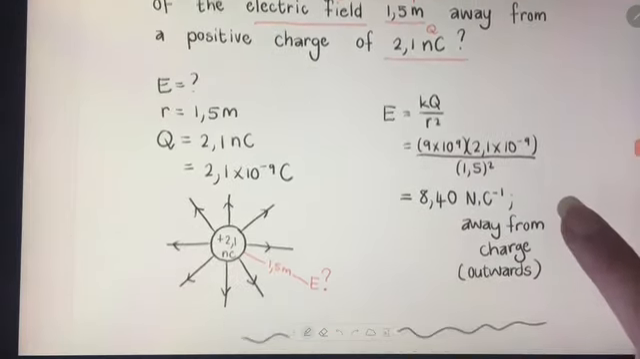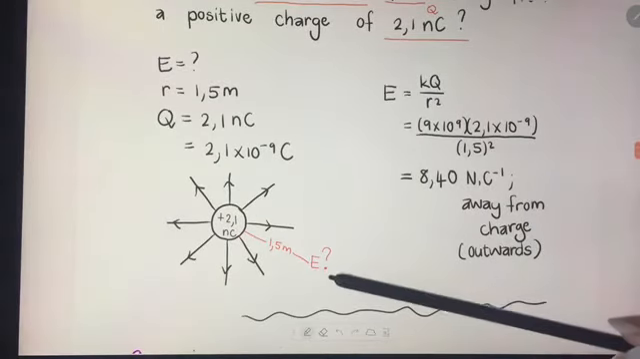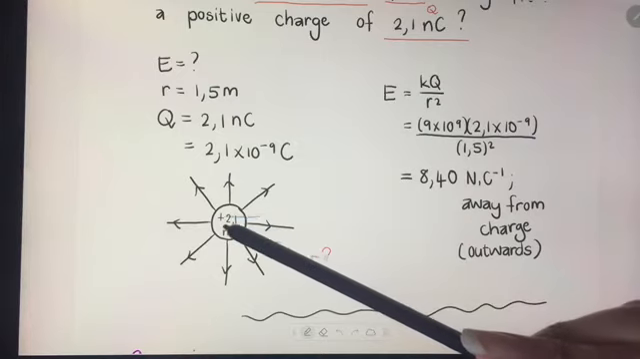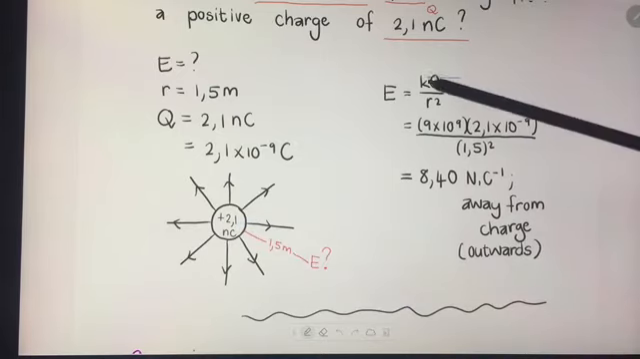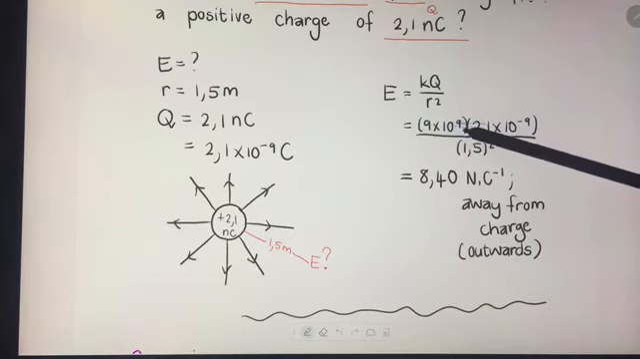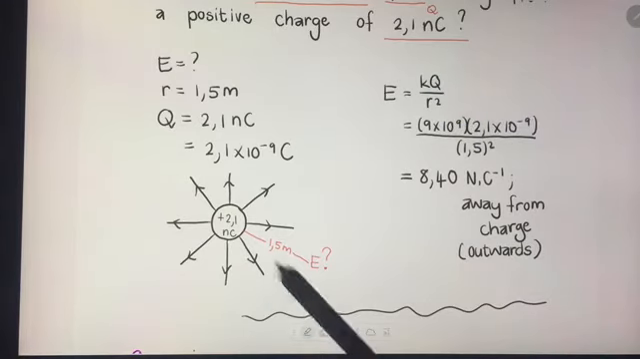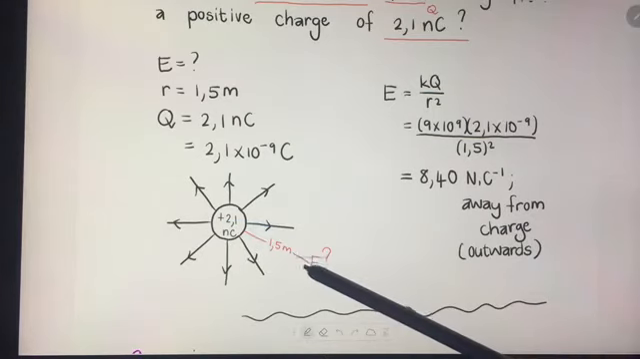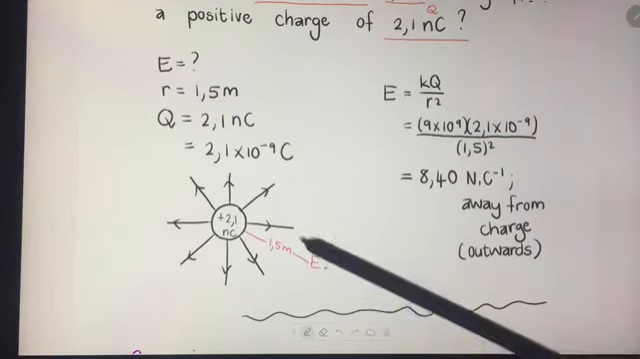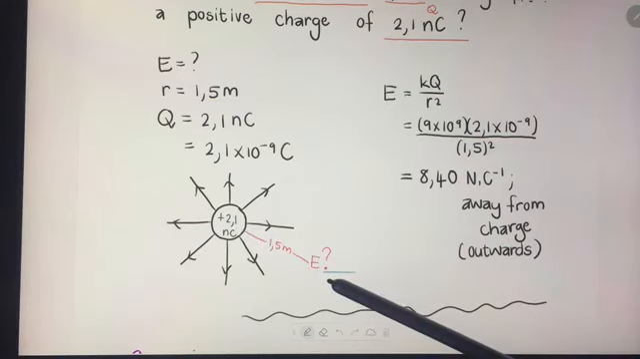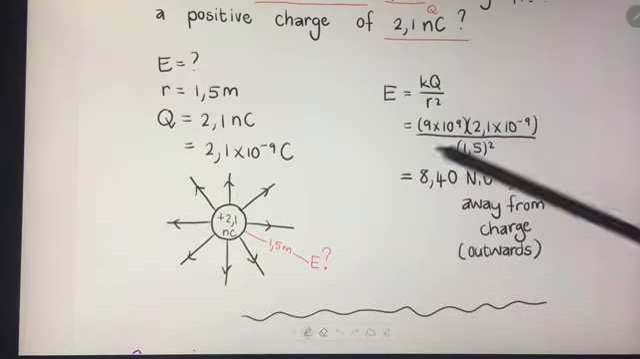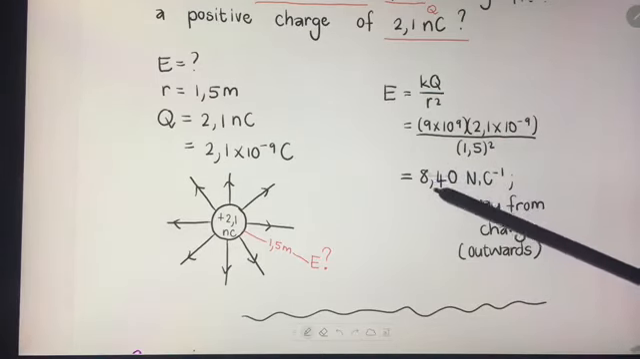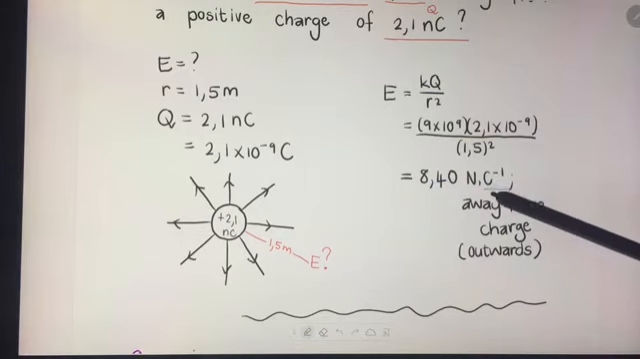If you take a look at this illustration here, I want to find the strength of the field a certain distance away from a charge. K is Coulomb's constant, 9 times 10 to the power of 9. Q is that charge over there. And r is the distance away from the charge where I want to find the strength of the field, which is 1,5 for this question, and it's r squared. The answer that I got is 8,40 newtons per coulomb.